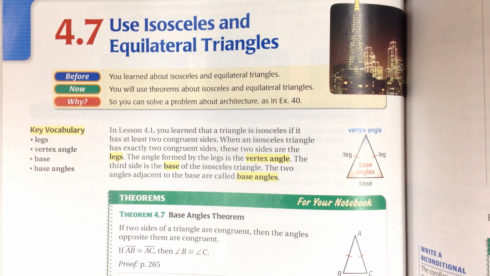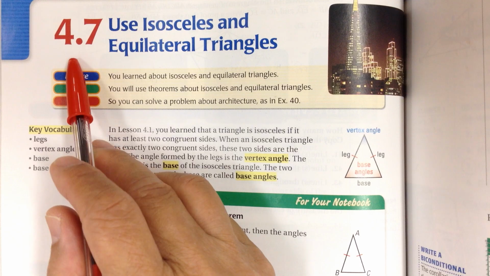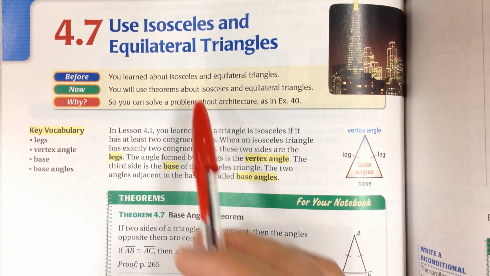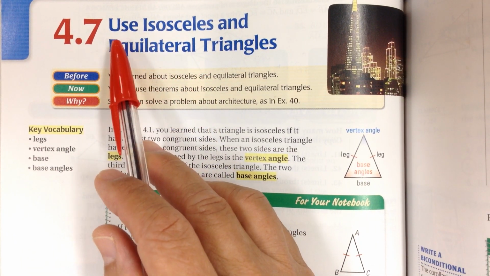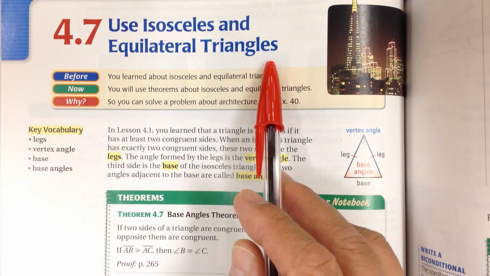Let's go to page 264. This is lesson 4.7, and this is about learning how to use isosceles and equilateral triangles.